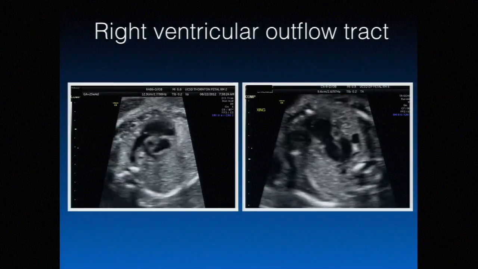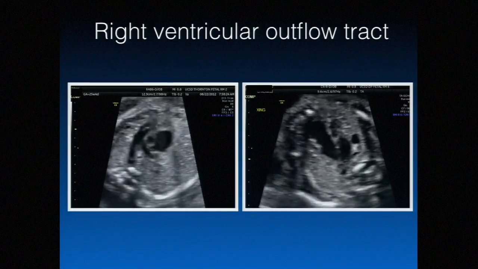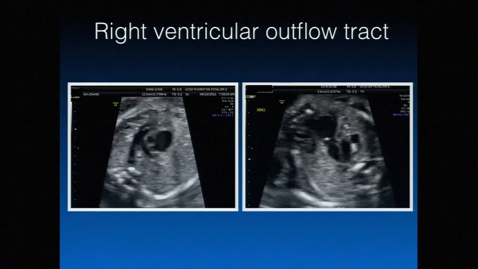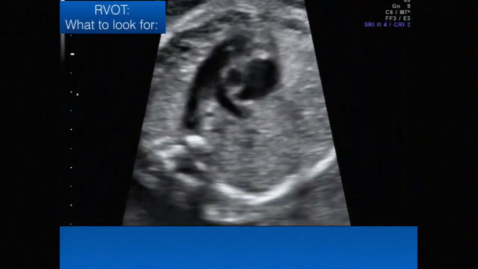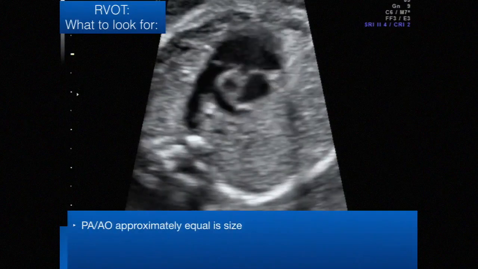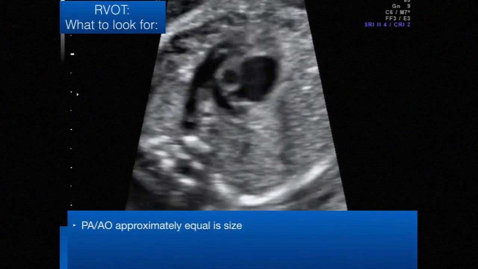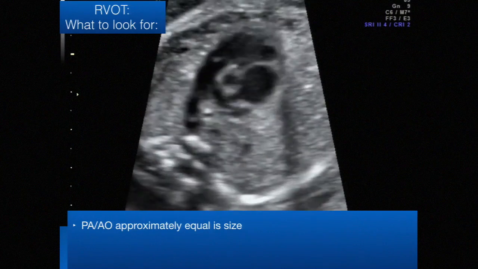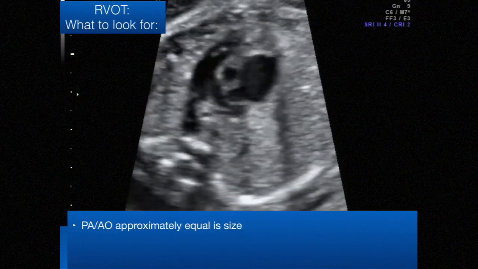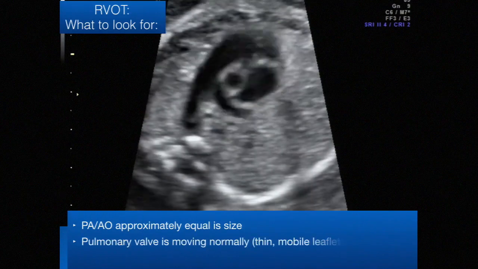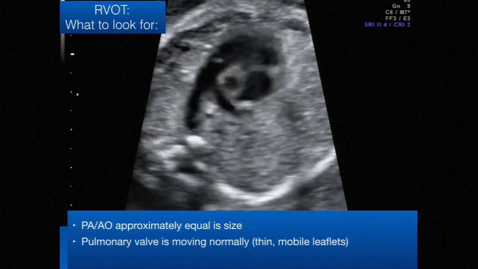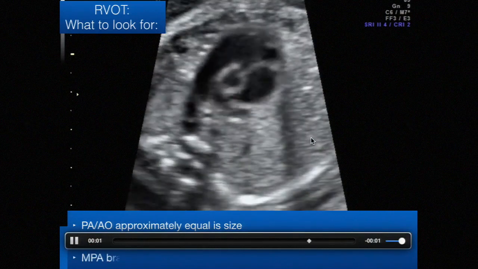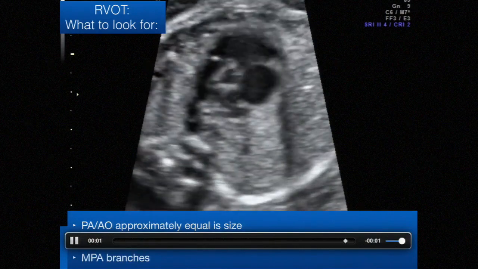So moving into our RVOT view, which we can look at in a short axis or a long axis perspective. So in this view, we're looking at symmetry. Pulmonary artery and aorta should be fairly similar in size. The pulmonary artery should never be smaller than the aorta. That's never normal. And again, making sure you're paying attention to the valve while you're looking as well. Those leaflets should be thin and moving freely, and you should be seeing them branching.